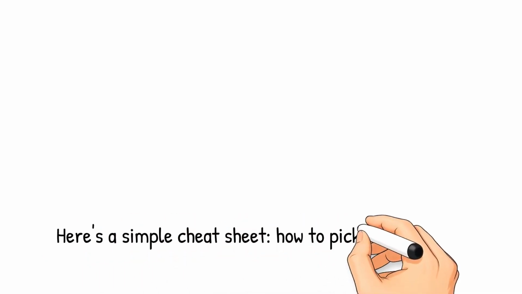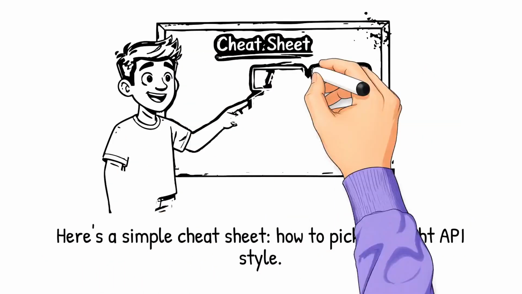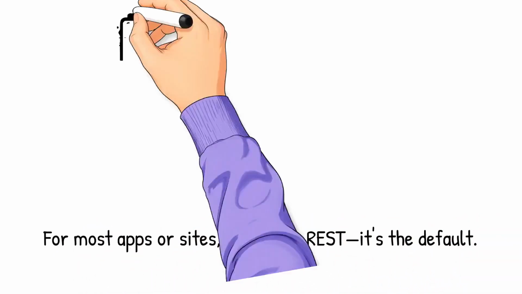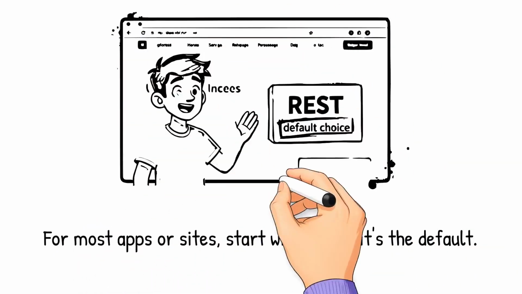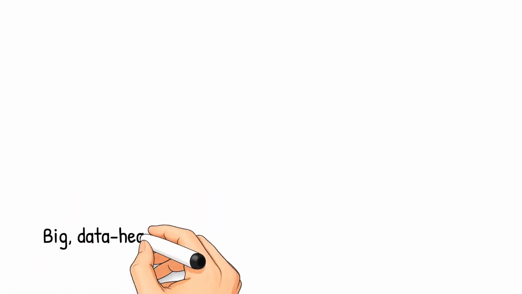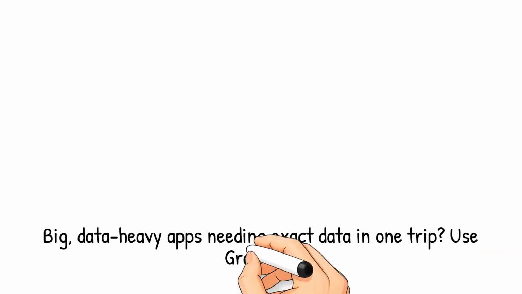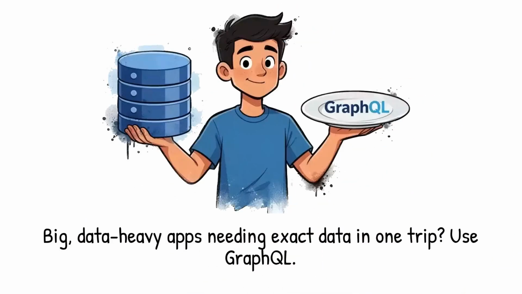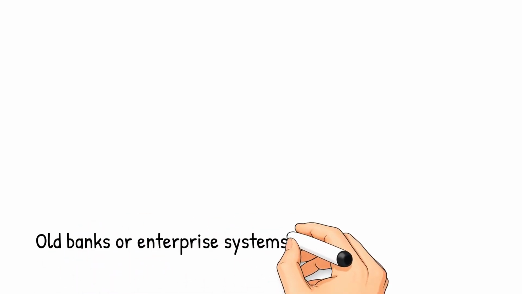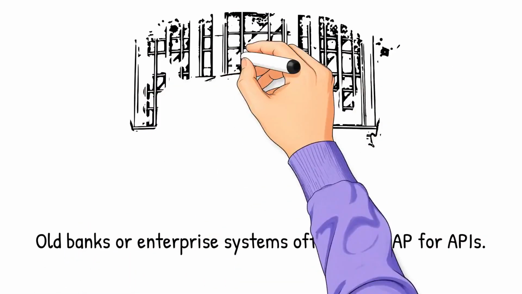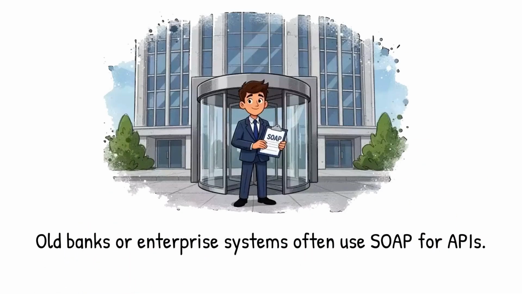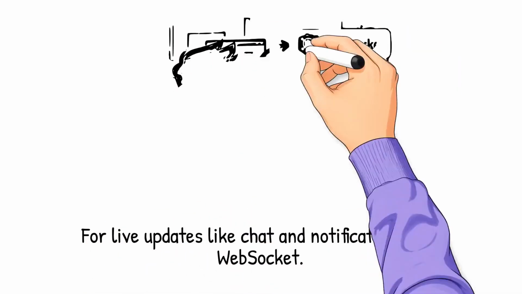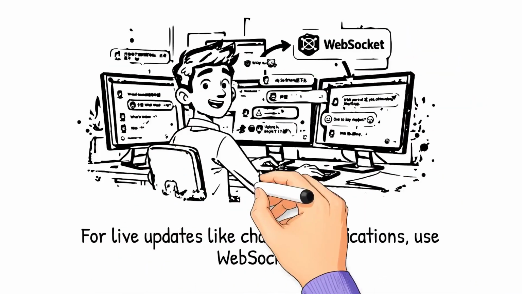Now, the part you actually care about: how do you pick? Here's the simple cheat sheet. For almost any normal app or website, start with REST. It's the default, and it's what you already know. If your app is big and data-heavy, and you want exactly the right data in one trip, reach for GraphQL. If you're working inside an old bank or a giant enterprise system, you'll likely meet SOAP. And if you need things to update live and instantly, like chat or notifications, that's WebSocket.